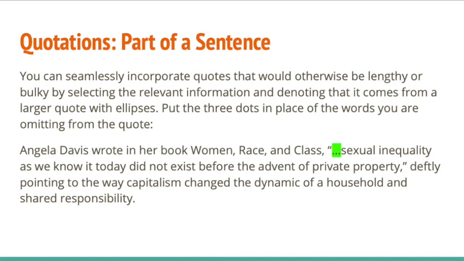See below, Angela Davis wrote in her book, Women, Race, and Class. We see this green box that's highlighting three dots, or ellipses, "...sexual inequality as we know it today," etc. This is a way to cut off the previous part of the sentence so that you don't have to worry about changing the quote to misrepresent what Angela Davis is saying, but you also are able to edit it down to only the part that you want to include in your sentence to make sure it's not too long or too difficult for the reader to understand.